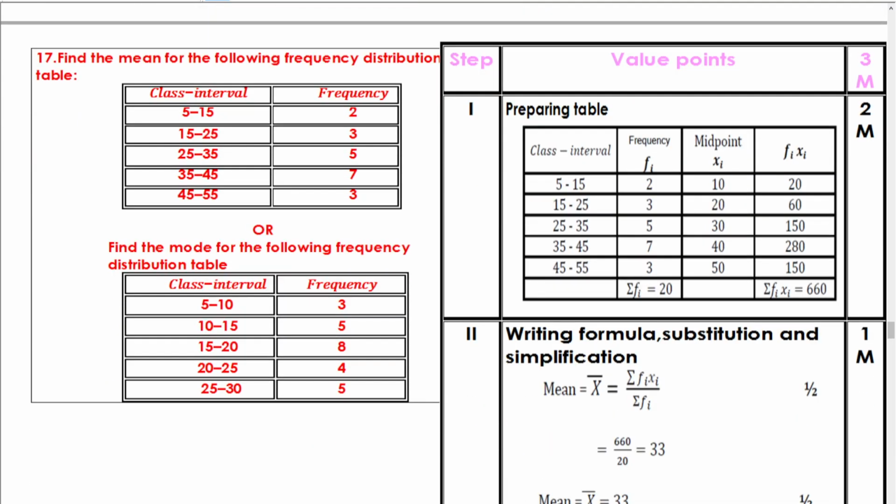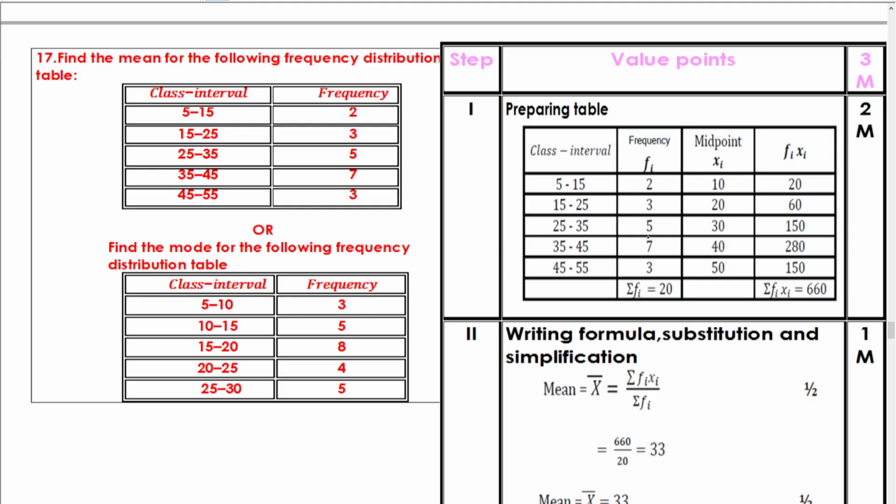We'll take the 17th question. I will discuss it later. Find the mean for the following frequency distribution. The class interval is 5 to 15, 15 to 25, 25 to 35, 35 to 45, and the frequency is 2, 3, 5, 7, 3. Check whether you have written it correctly.